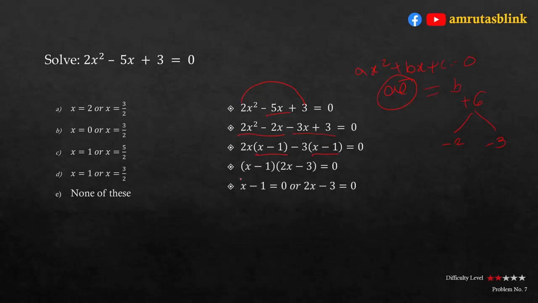So either x minus 1 is equal to 0, then we will have x is equal to 1, or 2x minus 3 is equal to 0, then we will have x is equal to 3 by 2. So our answer is option D, that is x is equal to 1 or x is equal to 3 by 2. We'll quickly move to problem number 8.